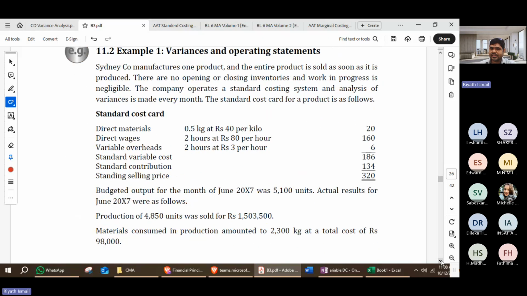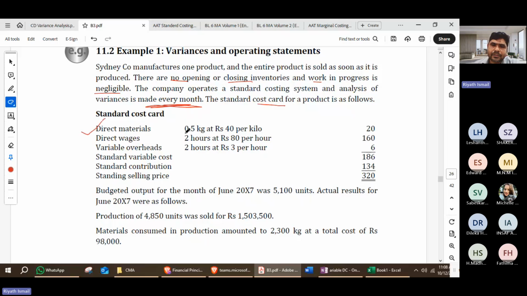Here, one example is given to you. Sydney company manufactures one product, and the entire product is sold as soon as it is produced. There are no opening or closing inventories, and work in progress is negligible. So we don't have a work in progress issue. The company operates a standard costing system, and analysis of variance is made every month. The control period is every month. The standard cost card for a product is as follows.